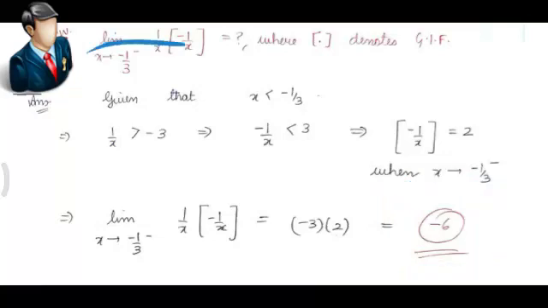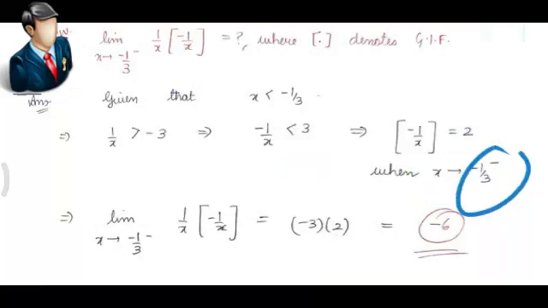The homework was: limit x tends to -1 by 3 of minus 1 by x into the greatest integer function of -1 by x. You need to find the value of this particular limit, that is the left hand limit. Now x is less than -1 by 3 because it is -1 by 3 minus. So it basically implies if we take the reciprocal, 1 by x is greater than -3. So -1 by x is 2.9, and if you take the greatest integer function, that would be equal to 2. Okay, so that is the thing which I have done here. When x tends to -1 by 3 minus.